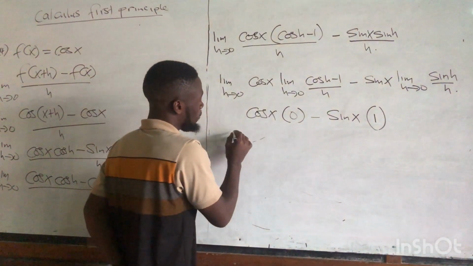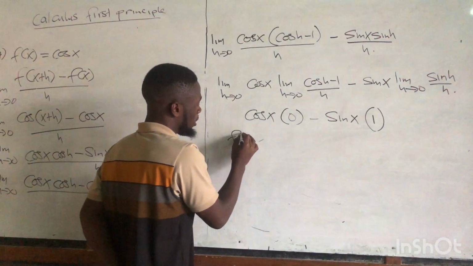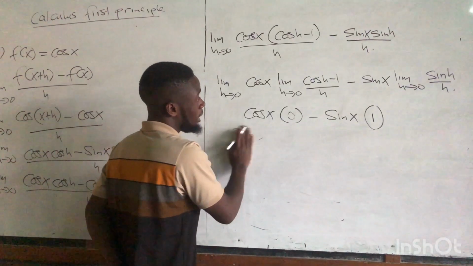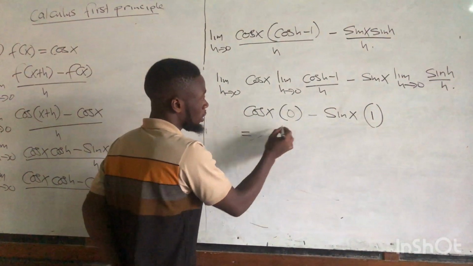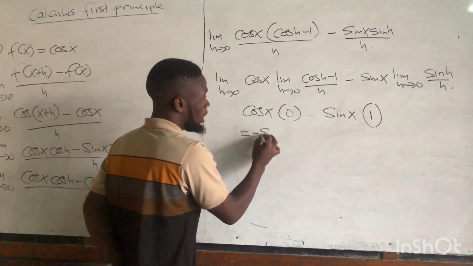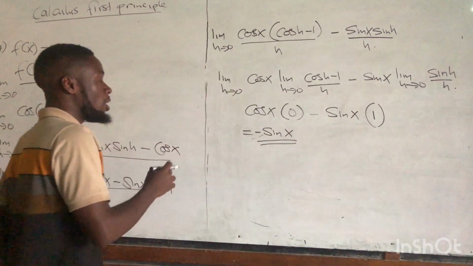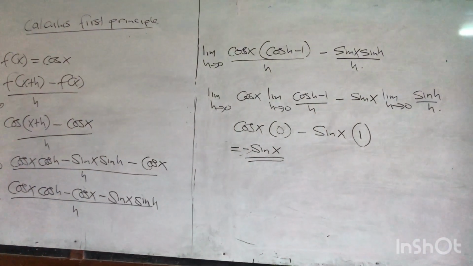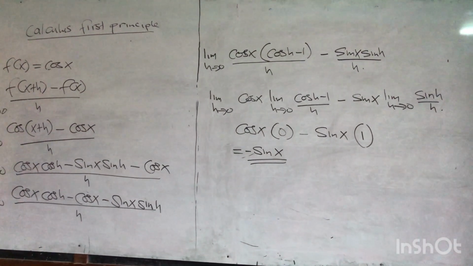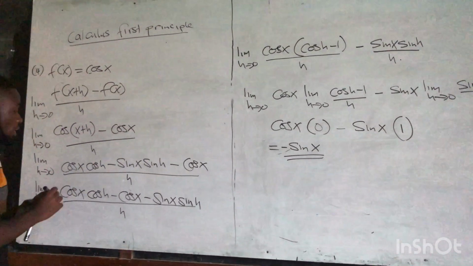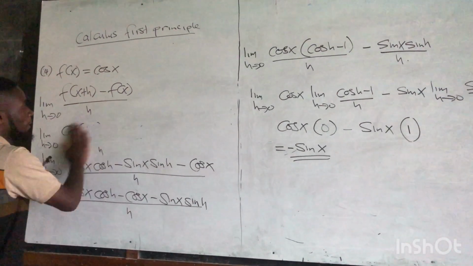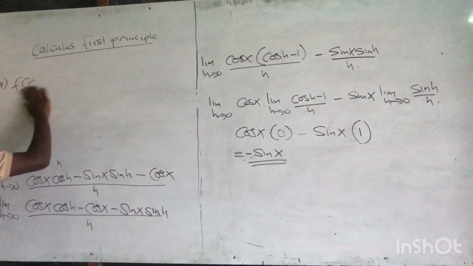So the final answer here, f prime of x, is equal to negative sin x. Negative sin x is our final answer. So let's go to the next question.